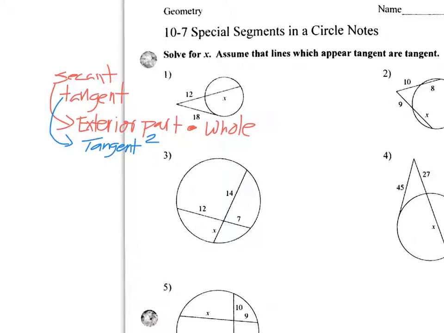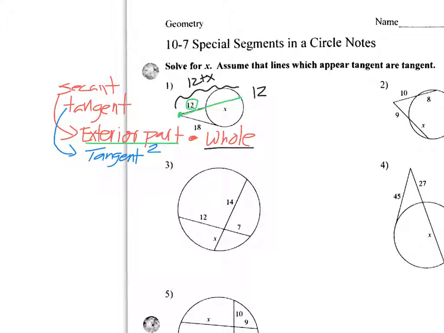Let's go to the secant first. A secant comes from an exterior point of the circle and goes all the way into and through the circle. The exterior part, right here, is the 12. What about the whole? The whole is the whole thing. You have to add those: 12 plus x gives you that whole segment. So in terms of this equation, it's exterior part times whole.